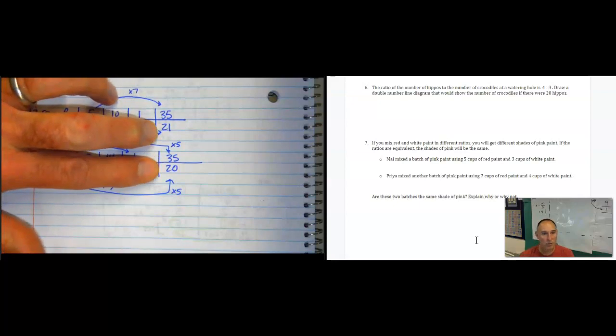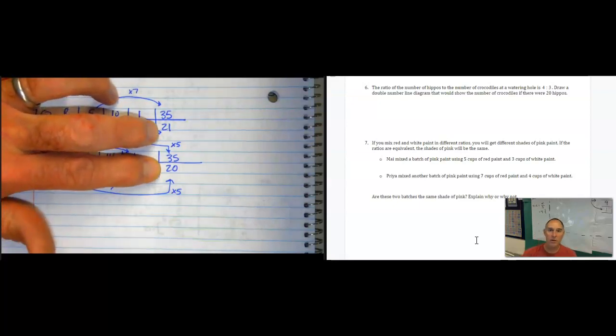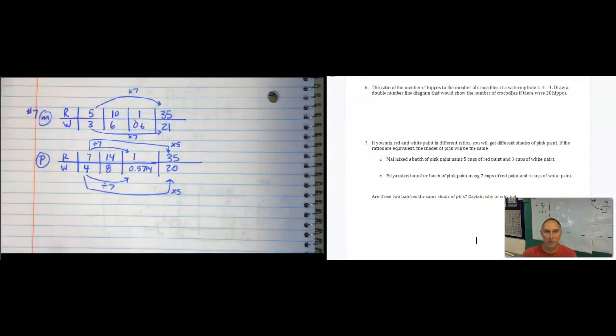Two different amounts of white. So if we use different amounts of white, we're going to have different shades of pink. Now, personally, like I said, I probably wouldn't be able to tell the difference. But mathematically, I can tell the difference. I can tell one is going to be slightly more red than the other. Okay? So, there we go.